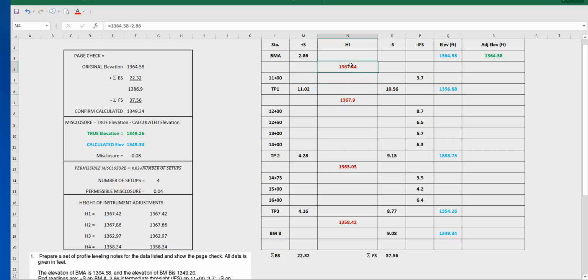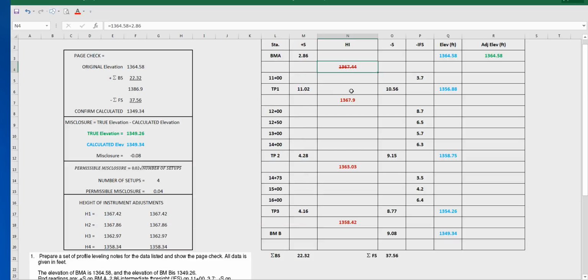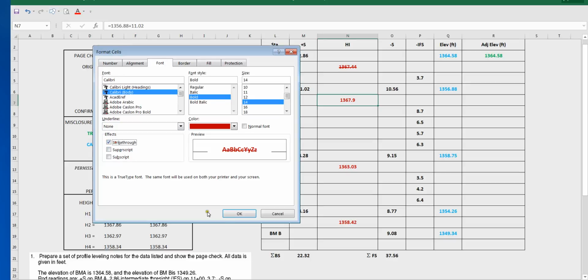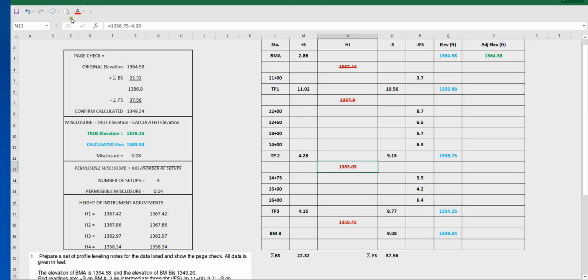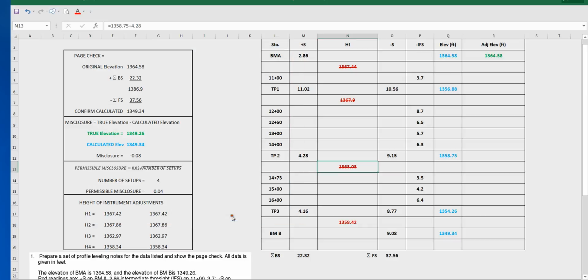Now what we're going to have to do is cross that out and write a new value. So I'm going to do this in Excel this way. I'm going to do a strike through on each one of these, because we know that that's not the HI that we need to use. So this is kind of like doing it in the field, but I'm doing it in Excel. Kind of makes it a little bit neater than my own handwriting. Oops, wrong one.